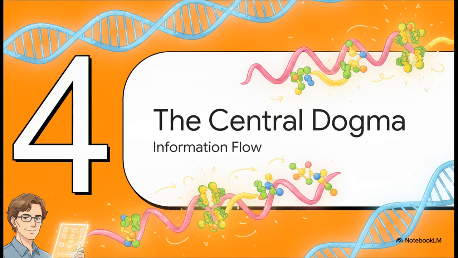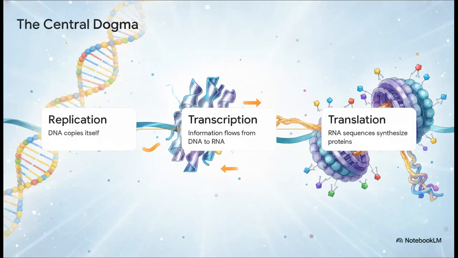Section 4. The central dogma. So with the physical structure completely solved, the scientific community needed to understand how it actually functioned. Enter Francis Crick, who proposed the central dogma. He explicitly mapped out the directional flow of genetic information in biology.